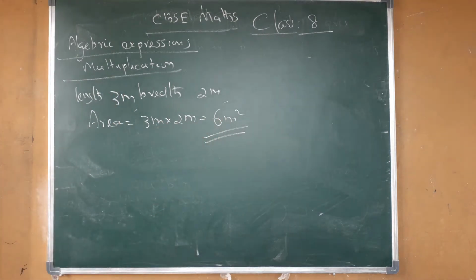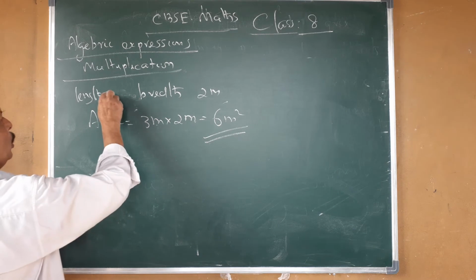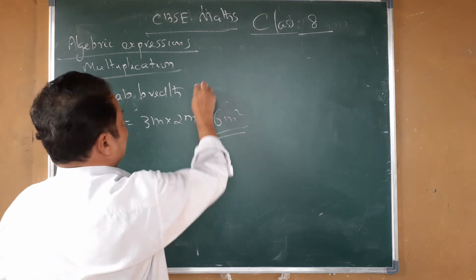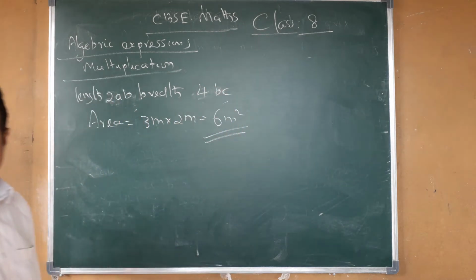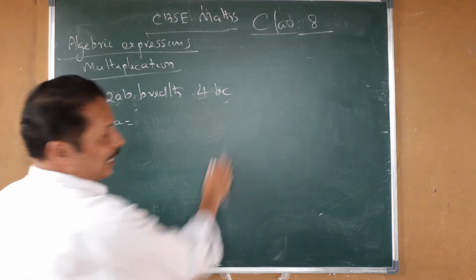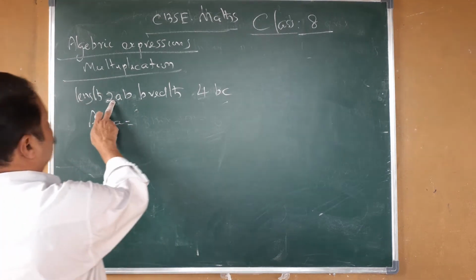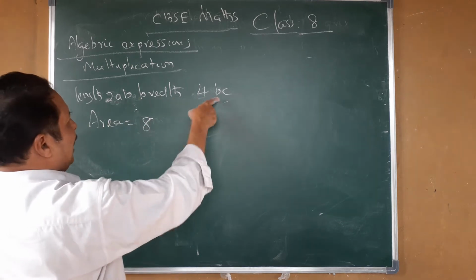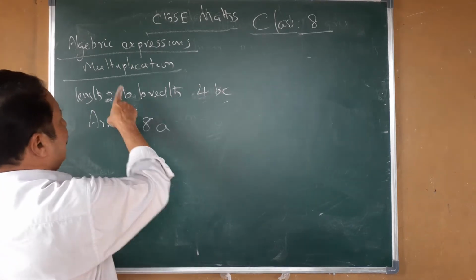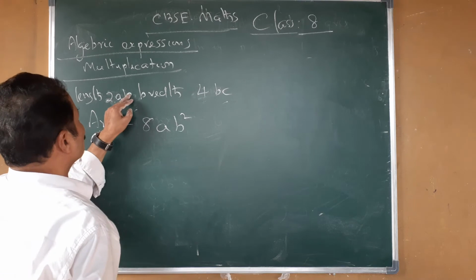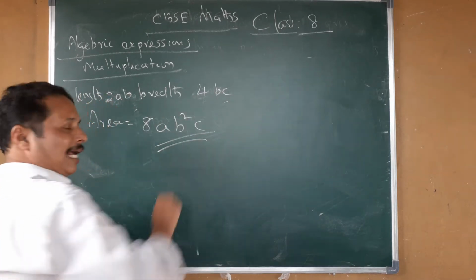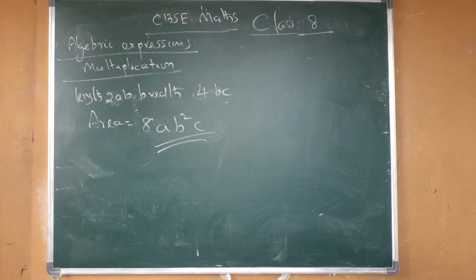In another problem, length is equal to 2ab, breadth is equal to 4bc. We want to find the area. Are you ready? 2 into 4, 8, there is no a here. b into b, b raised to 2, c is not here but here. So what's your answer? 8b square c.